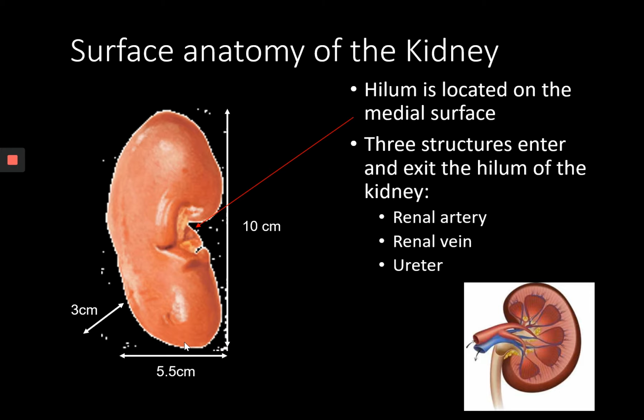Here we can see the surface anatomy of the kidney. The hilum is on the concave side or medial surface, and that's where things would enter or exit the kidney. We can also see three structures in this image on the right that enter and exit at the hilum. The renal artery in red, the renal vein in blue, and this tan structure is the ureter.